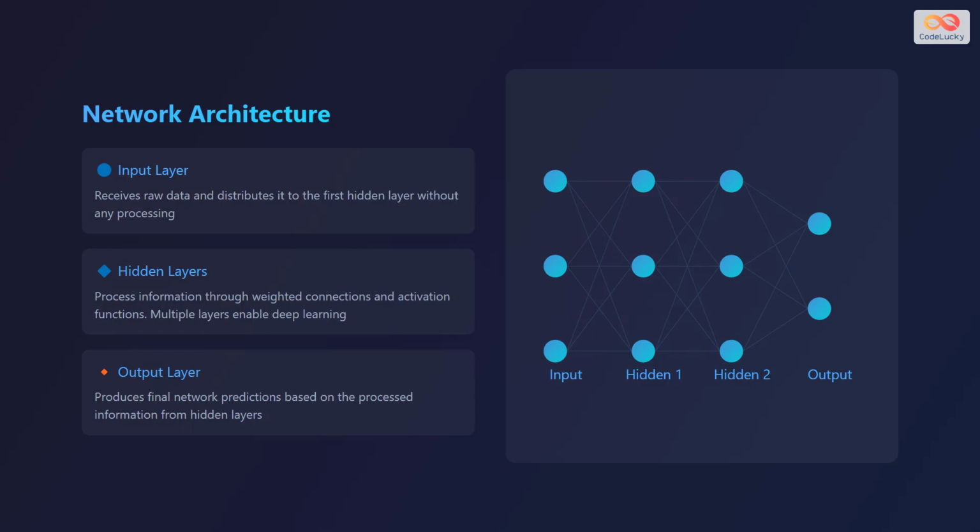Now let's discuss network architecture. The input layer receives raw data and distributes it to the first hidden layer without any processing. Hidden layers process information using weighted connections and activation functions. Multiple hidden layers enable deep learning. The output layer produces the final network predictions based on the processed information from the hidden layers.